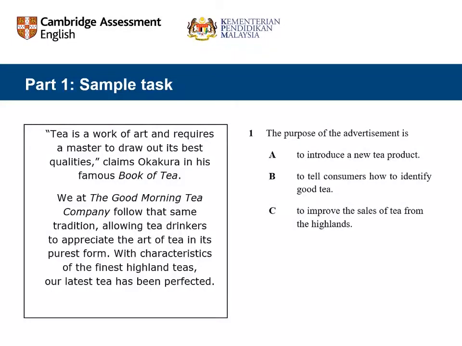Here is an example of a typical Part 1 item. As mentioned previously, the texts for Part 1 are short, no more than 90 words, and each text is accompanied by one 3-option multiple-choice question. Please read the text and answer the question. You have 1 minute starting from now. If you need more time, you can pause the video.